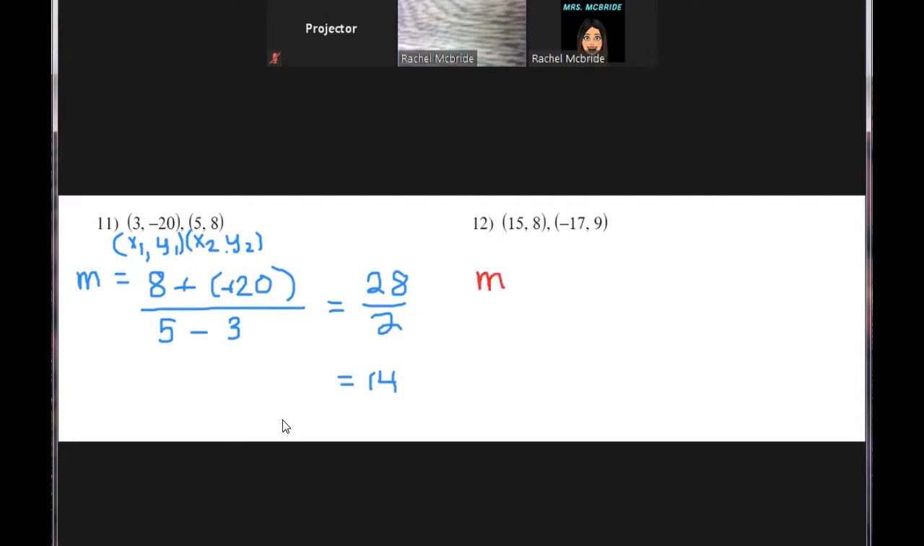Number 12. y2 minus y1, x2 minus x1. So I get negative 1 over 32, or 1 over negative 32, doesn't matter.